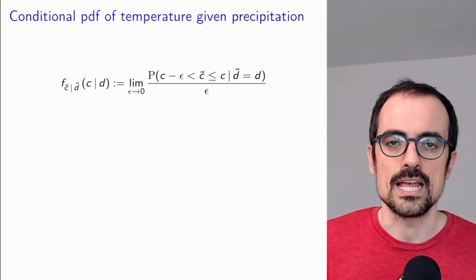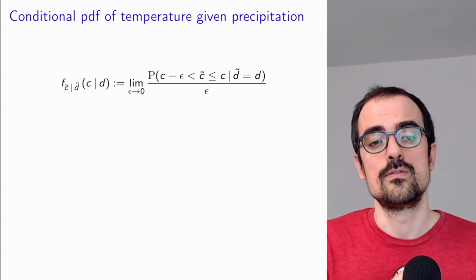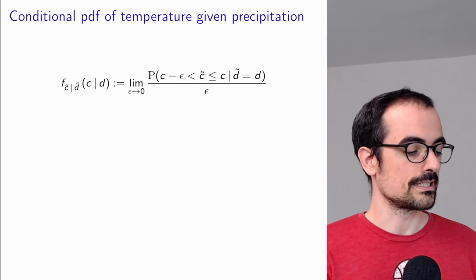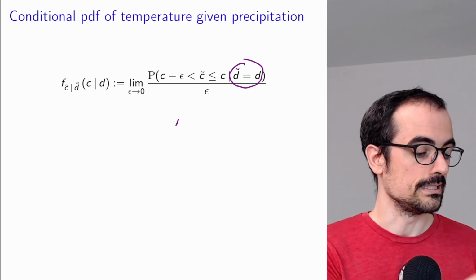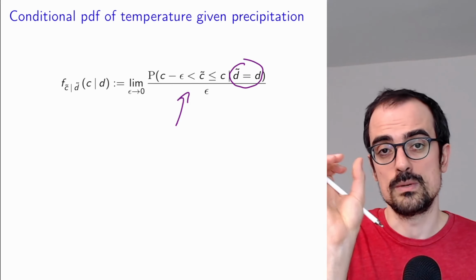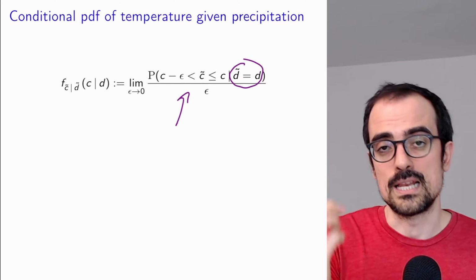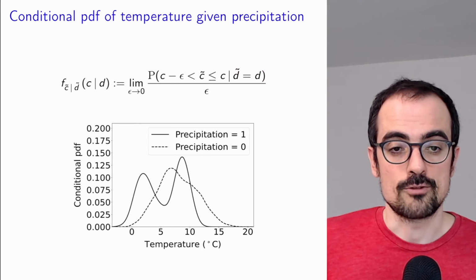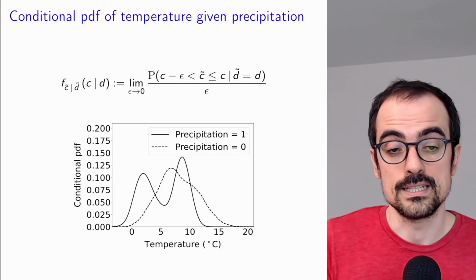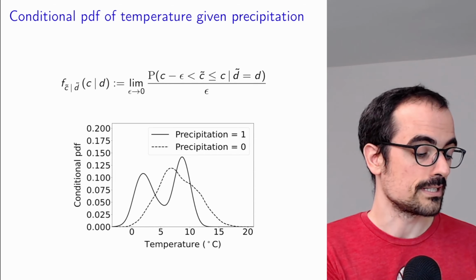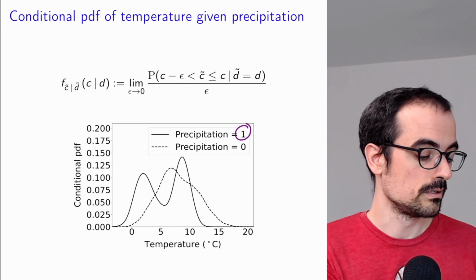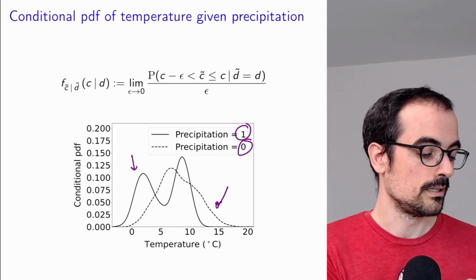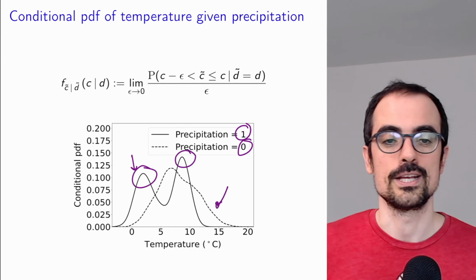Well, it's exactly the same definition that we had for the conditional PDF given another continuous random variable, except that here this is a discrete random variable. Okay, so this is the density of the conditional probability of belonging to an interval, which we divide by the length of the interval, and we take the limit when the length of the interval goes to 0. We can estimate it from data using kernel density estimation. In this case, we're only going to use the subset of data where precipitation is 1 for that conditional and 0 for that conditional. And here you can see that probably here it's snowing and here it's raining.